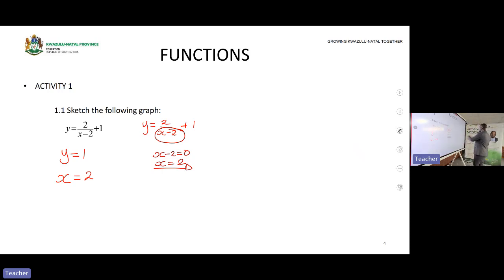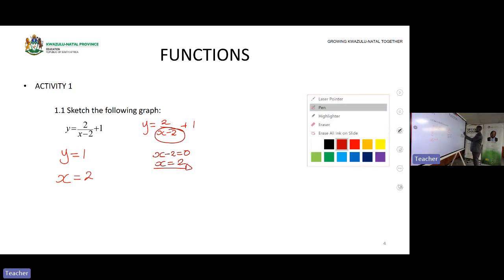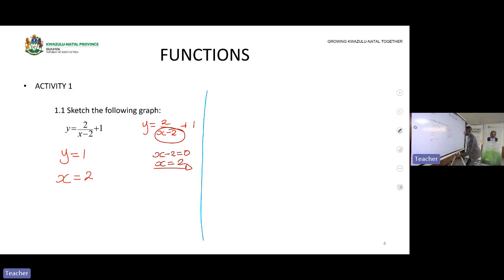We now need to calculate the x-intercept as well as the y-intercept. We are now calculating the x as well as the y-intercept. So for the x-intercept, number one, the x-intercept is found along the x-axis, where y is equal to 0. Because along the x-axis, y is always equal to 0.